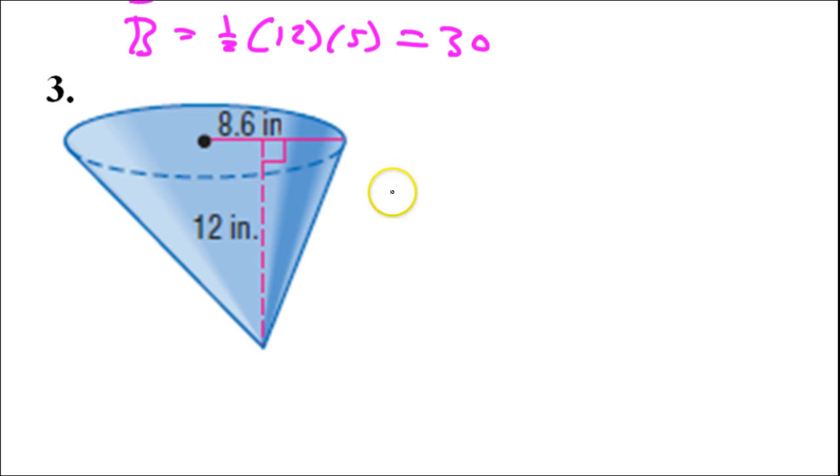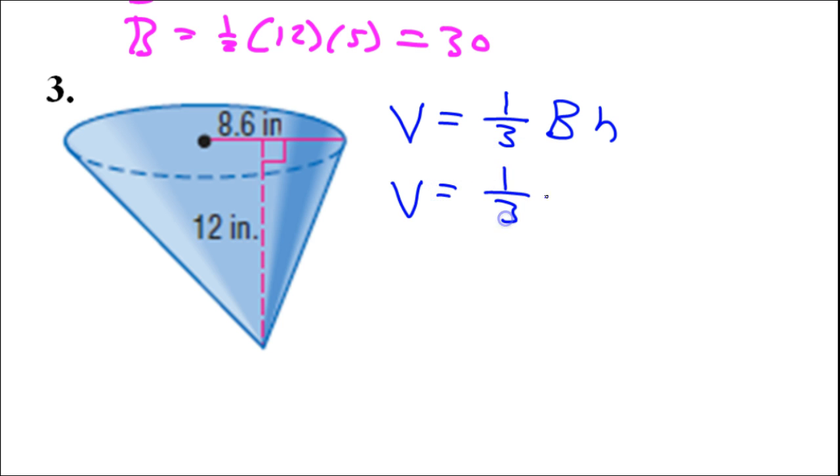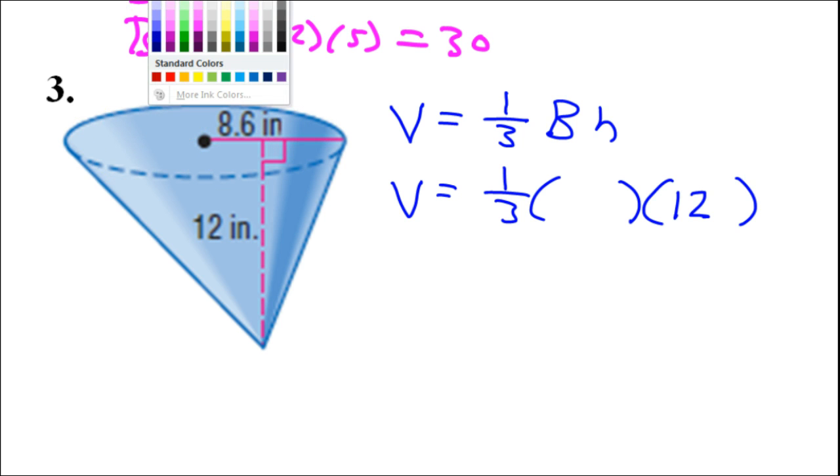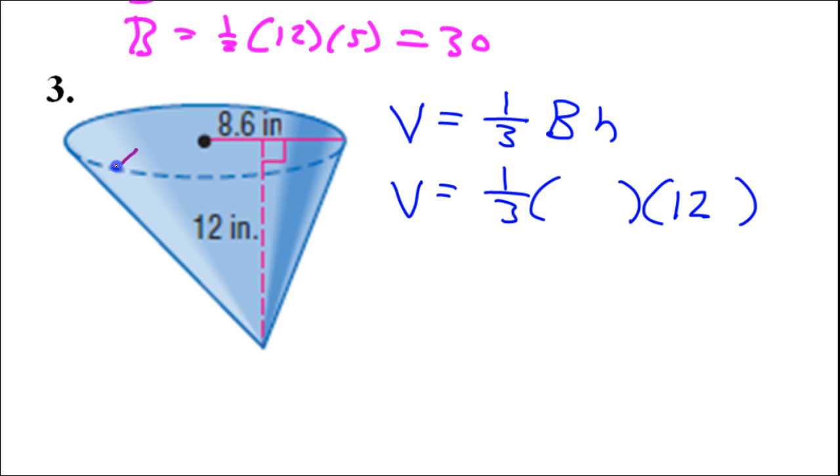So for number 3 we have a cone. And of course the volume of a cone is 1/3 the area of the base times the height. So that's 1/3. We're going to need the area of the base and the height. We're given the height, it's right here, it's 12, so we can go ahead and put that in. So all we need is the area of the base. Now the base, of course, is this circle right here.